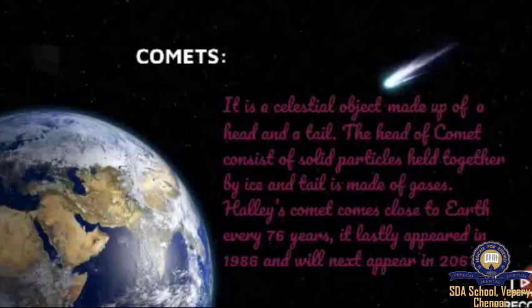Moving on, what is a comet? It is a celestial object made up of a head and a tail. The head of a comet consists of solid particles held together by ice, and the tail is made of gases. Halley's Comet comes close to the Earth every 76 years. It last appeared in the year 1986 and is believed to appear next in 2061.